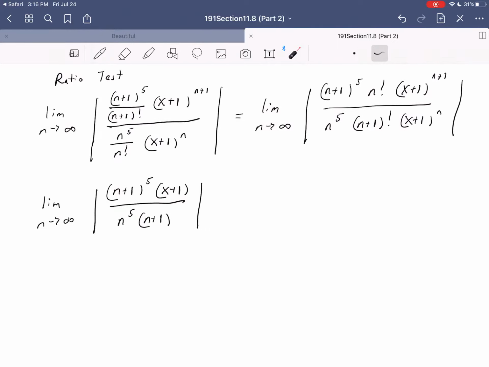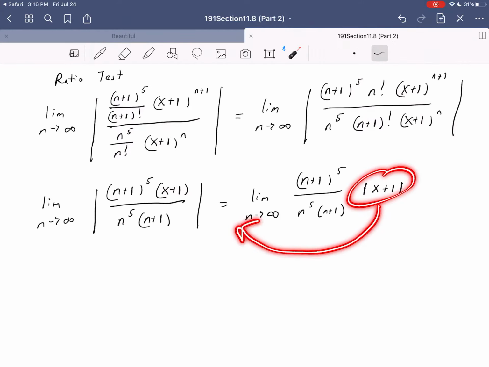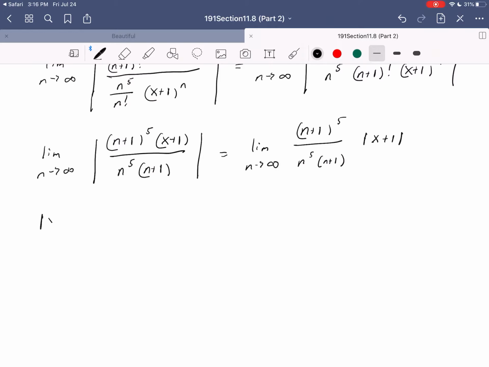Okay, now we can do a couple things. Since we've sort of separated this out, all of this is always positive, so we know that that absolute value bar really applies to that. So let's just focus on that for a moment. So we have the limit as n goes to infinity, n plus 1 to the fifth over n to the fifth n plus 1, and then absolute value x plus 1. Now, of course, we can move this absolute value x plus 1 in front. So absolute value x plus 1, limit n goes to infinity, n plus 1 to the fifth over n to the fifth n plus 1.